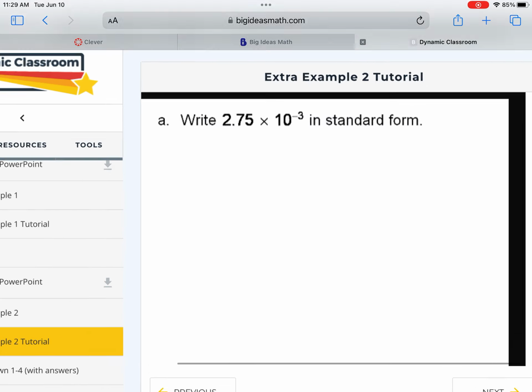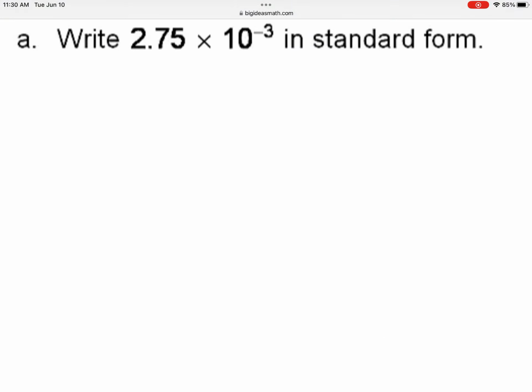Write the number 2 75 hundredths times 10 to the negative third power in standard form. We're given a number in scientific notation, and we're asked to write it in standard form. Let's start by writing the number.